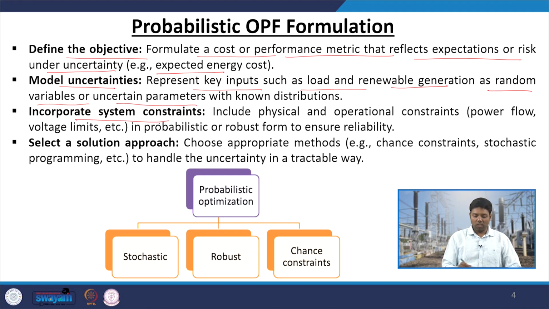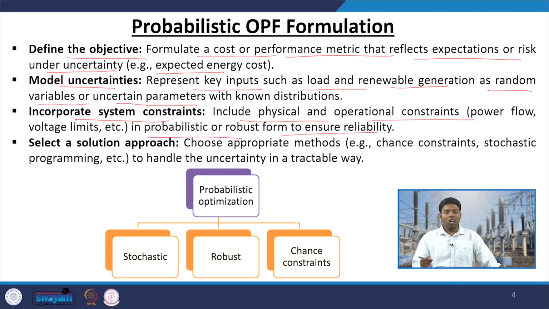Incorporate system constraints, include physical and operational constraints in probabilistic or robust form. Again, whenever you go for the constraint formulation, you cannot put the deterministic formulation. You have to put it as a probabilistic or stochastic constraint. Because your objective function is also stochastic or probabilistic, your constraint must also be probabilistic and your input value also taken from a probability density function.